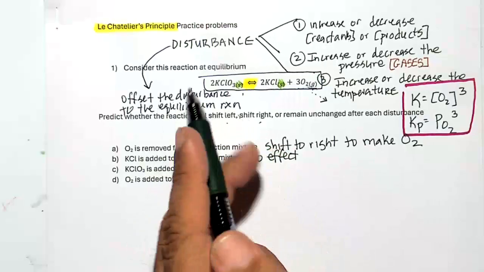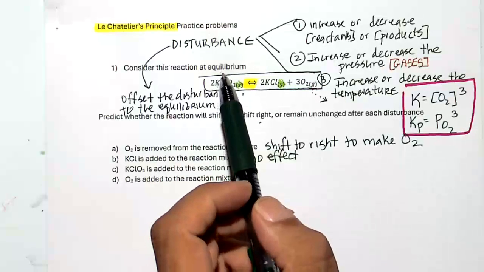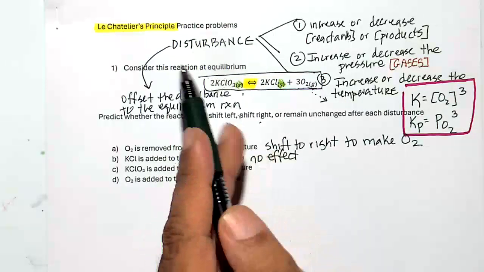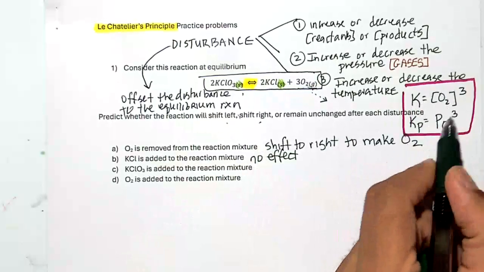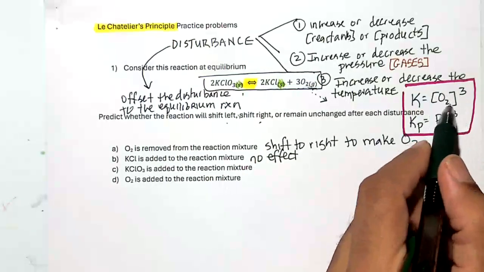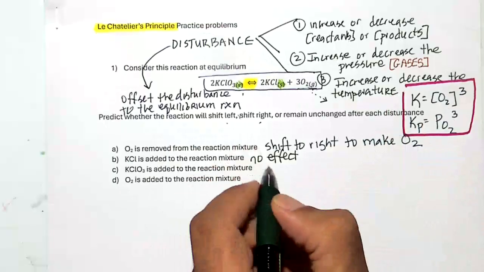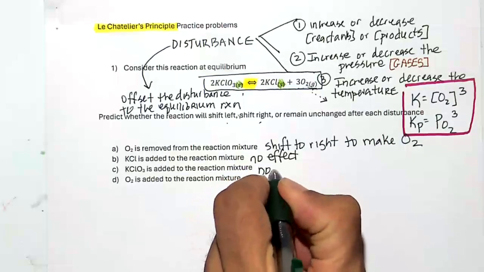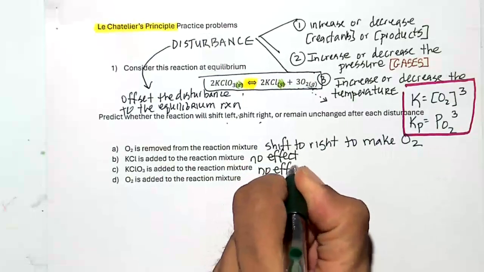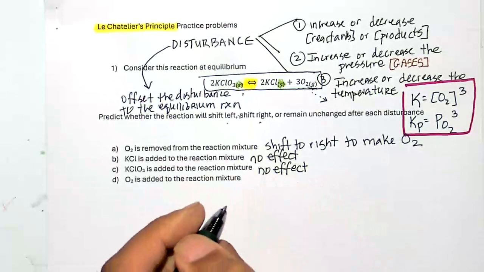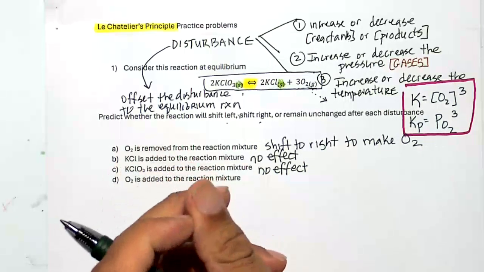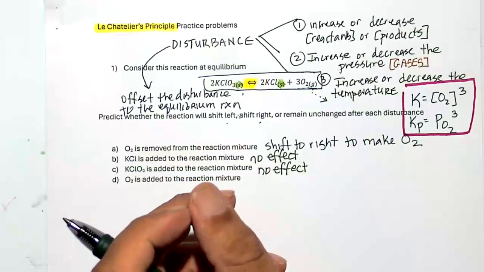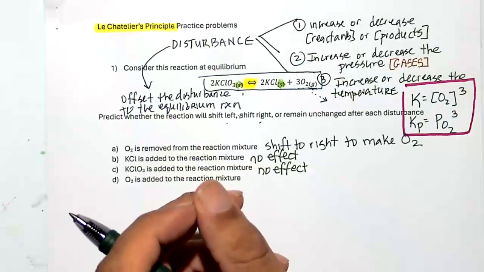What do you think? It's a solid. You would think that adding more KClO3 is going to shift it to the right, but is it? Is it anywhere near here in your equilibrium expression? So what's the answer here? Okay, it will not do anything to the equilibrium. It will not shift left or shift right.